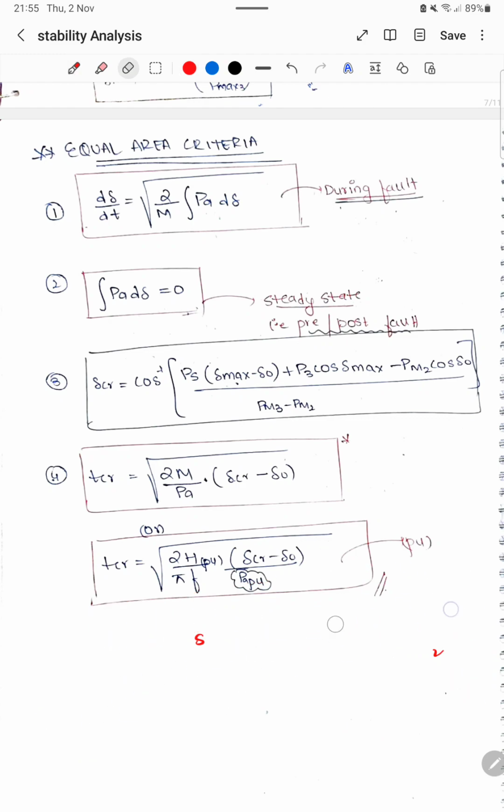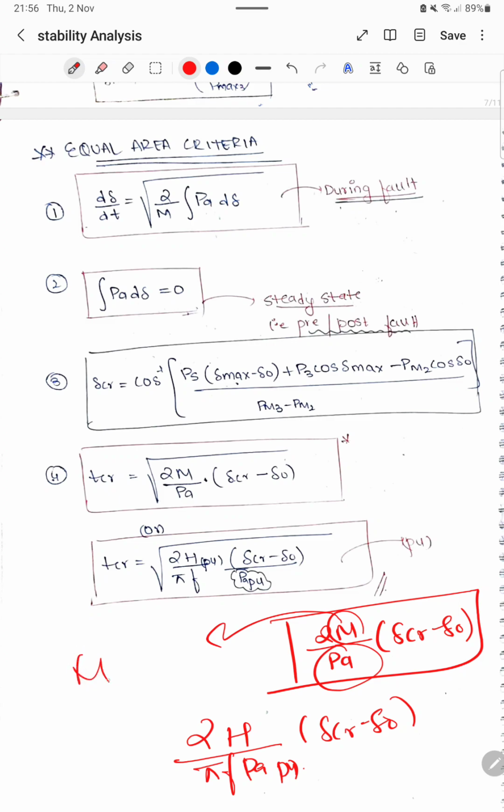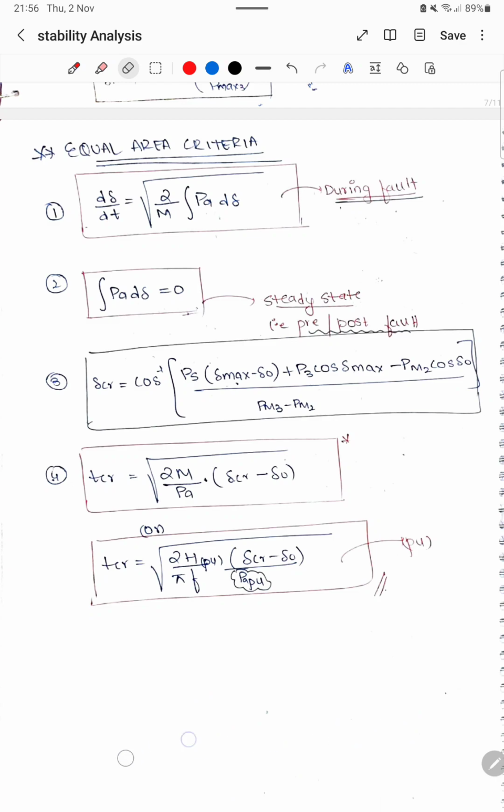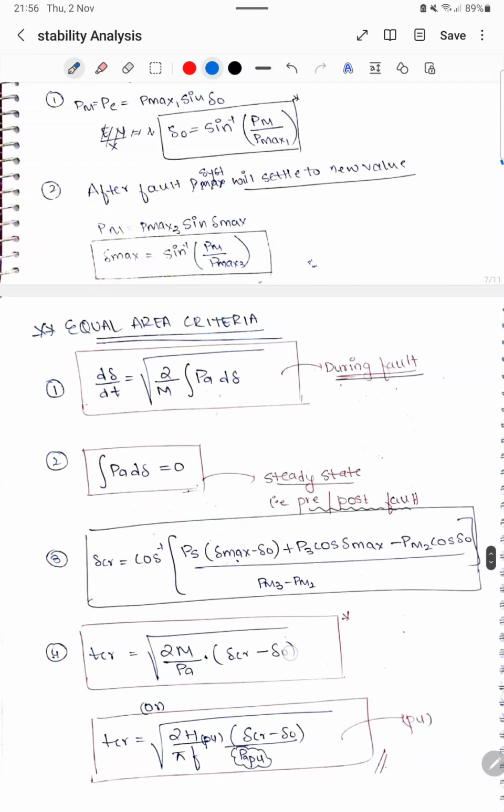Okay, and TCR is what? TCR is nothing but root of 2m upon PA into del CR minus del naught. Okay, if m and P are in per unit, then what you will be doing is h upon pi f PA per unit, same del CR minus del naught. So you need to always check very properly whether m is given, whether powers are given in per unit, whether their actual values are given and so on. So let's quickly revise these formulas.